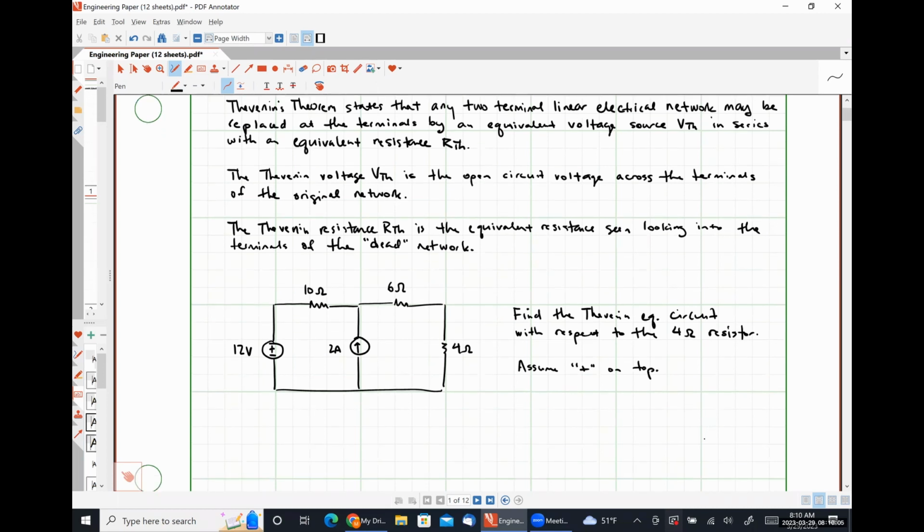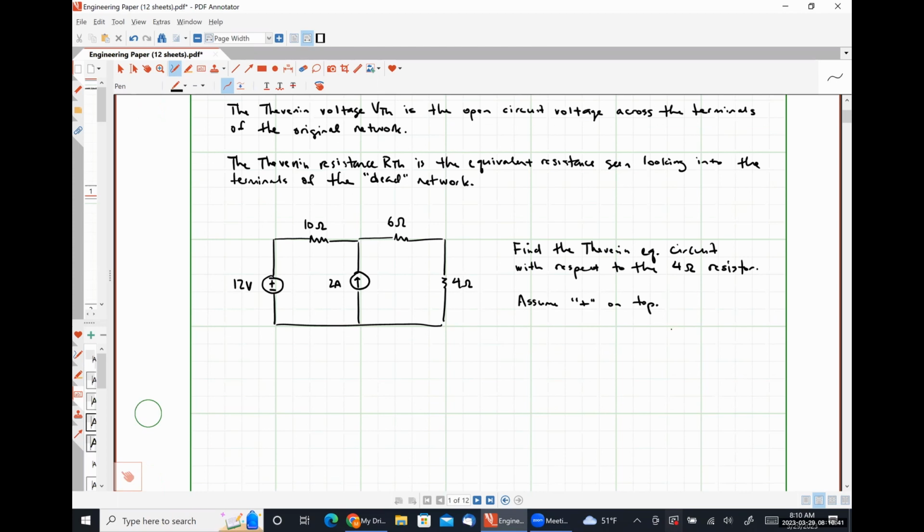As it stands right now, we have a circuit, but we don't have a 2-terminal network. When we're finding the Thevenin equivalent with respect to a particular element in a circuit, which is what we're doing here, we are going to remove that element from the circuit. That's what's going to give us our open circuited terminals that we're going to look at. So in this case, we are going to take the 4 ohm resistor out of the circuit and then do our analysis.